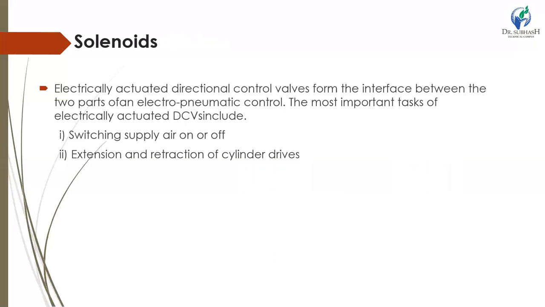Electrically actuated direction control valves are an important part of electropneumatic control. The most important tasks of electrically actuated DCVs include, first, switching the supply air on or off, and another, extension and retraction of the cylinder. Electrically actuated direction control valves are switched with the aid of a solenoid.